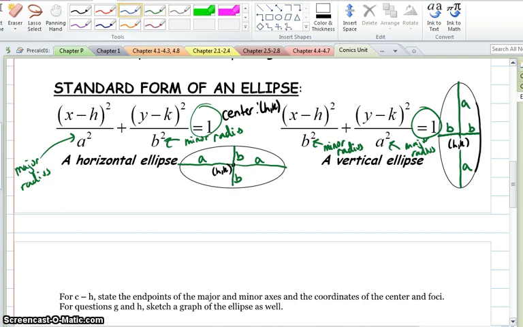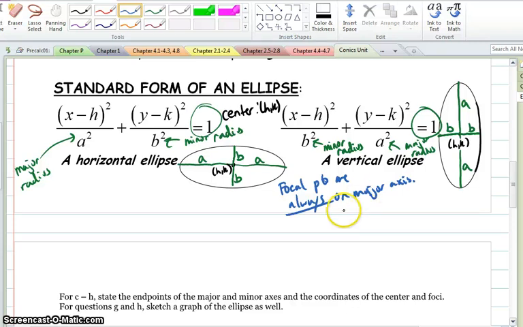And probably the only thing we really need to talk about is this idea of focal points. Now focal points will always be on the major axis. And they basically tell us how skinny or fat our ellipses are. The farther the focal points are away from the center, the skinnier it's going to be. The closer they are to the center, the fatter your ellipse is going to be. So the more circular your ellipse is going to be if they're closer to the center.